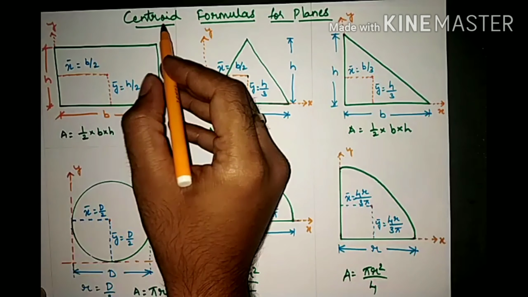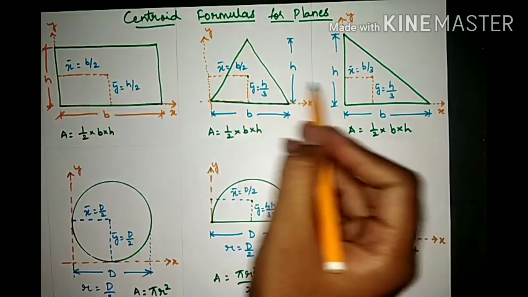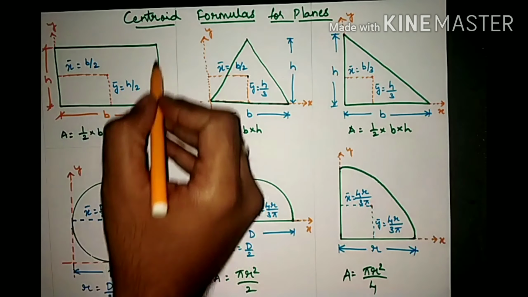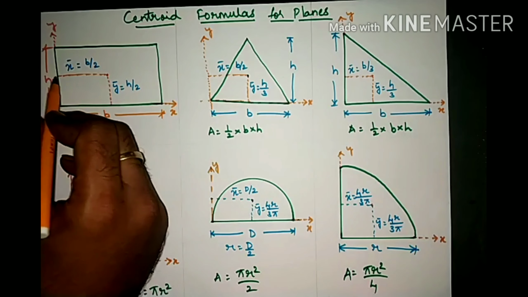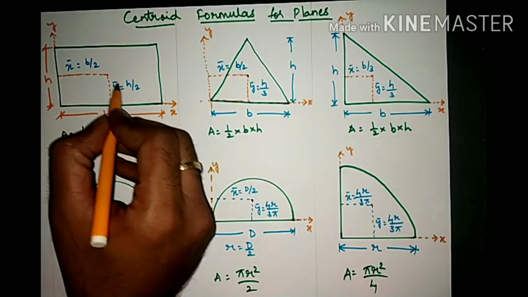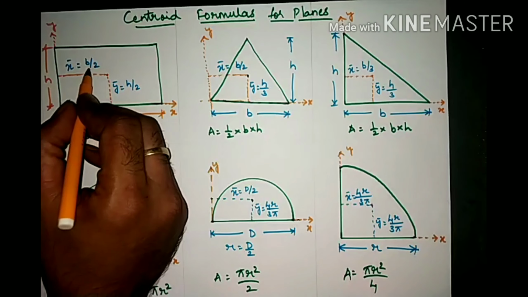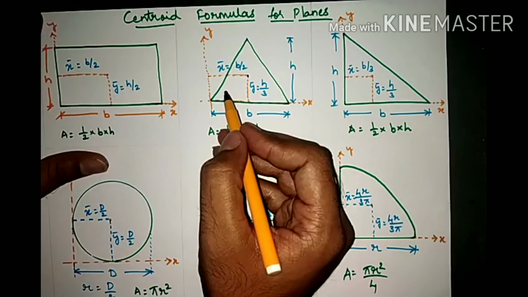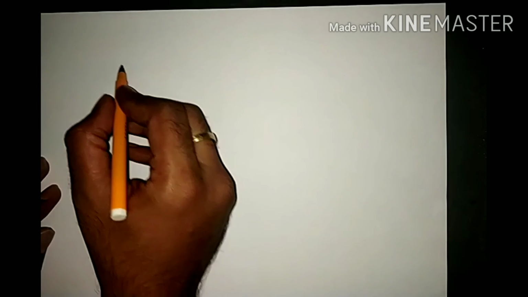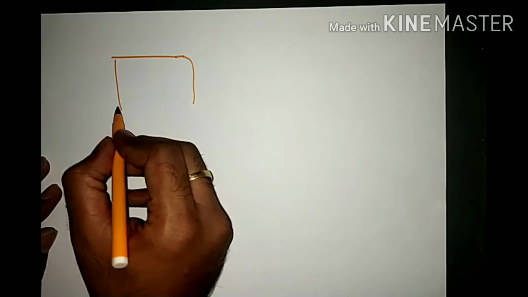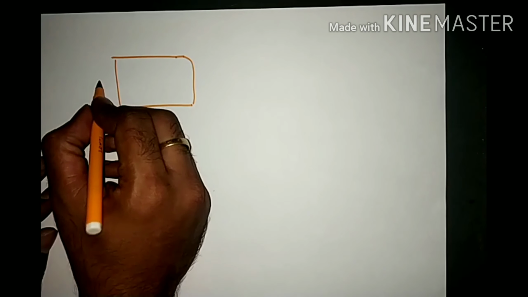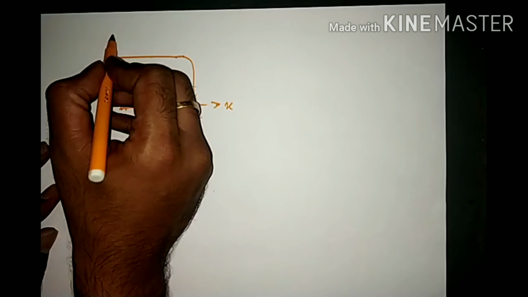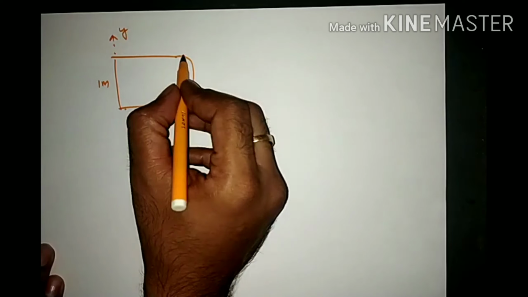Now let us discuss the formulas for the centroid for some of the very important planes which we will come across. If you consider a rectangle, the centroid will lie at a distance of x bar in the horizontal direction and y bar in the vertical direction, that is b by 2, where b is base, and h by 2, that is height. To understand it better, take a rectangle of sides 2 meters and 1 meter, with x and y as the reference axes.